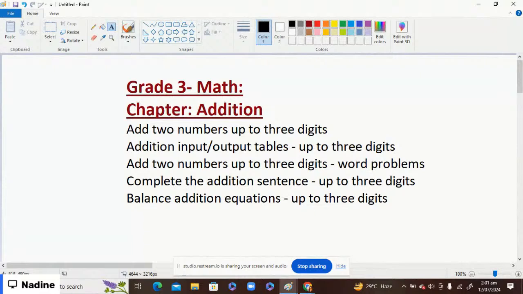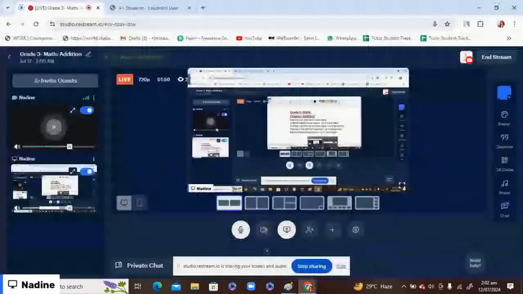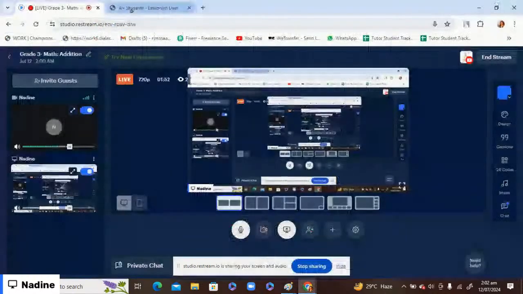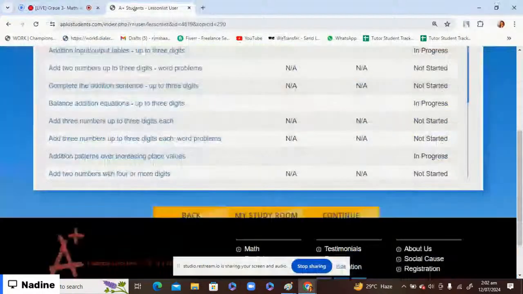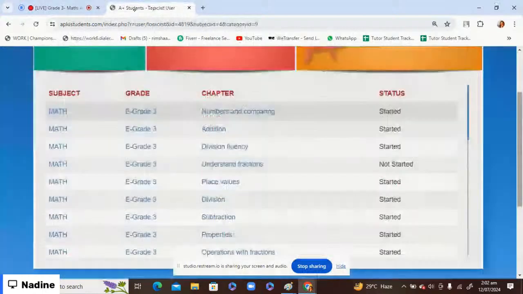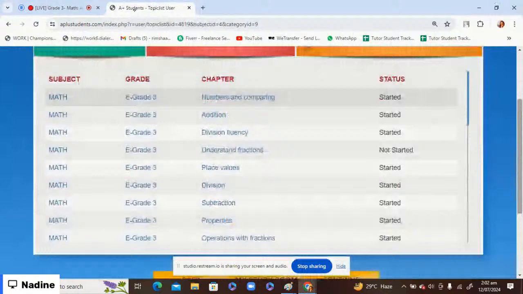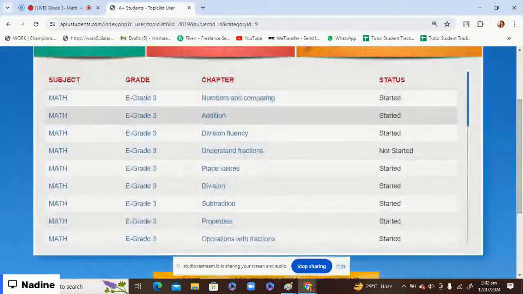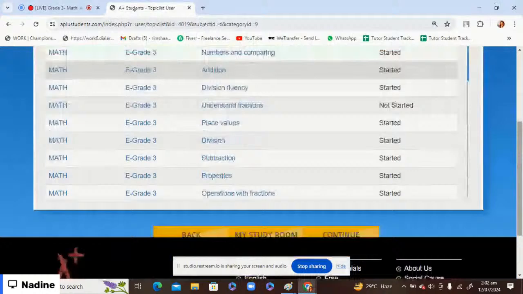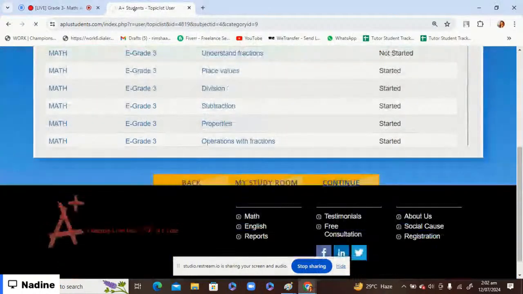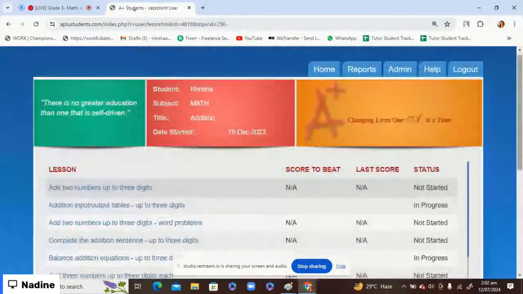You can find all the lessons on aplusstudent.com. You have to log in using the email and password provided by the administrator. Go to the subject tab, select maths from there, and then scroll down for grade 3 maths. Here is the list of the chapters. Today we cover addition. So here are the lessons related to addition.